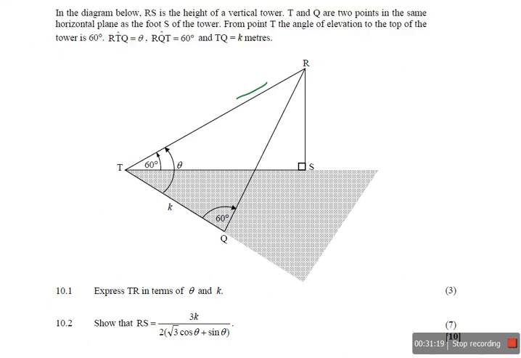Right, so TR in terms of theta and K. Here is angle theta and here is K. So we can use the cosine rule given that we have this angle. We know that the angle will be 180 degrees minus the sum of the other two, which is theta plus 60 degrees, right? So this is angle R.